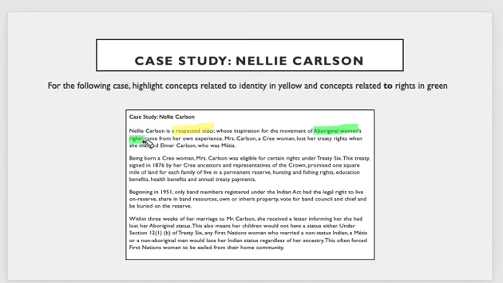Long story short, this was a lesson on identity and rights, what they are, and then we're going to expand on to collective rights next class. Let me know if you have any questions.